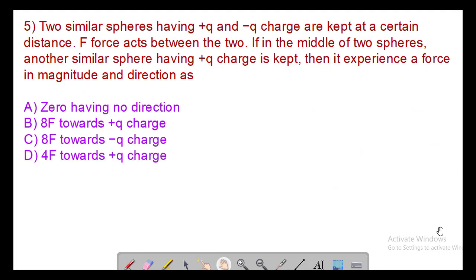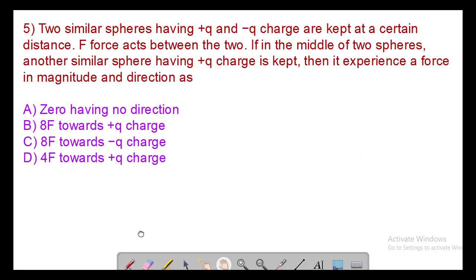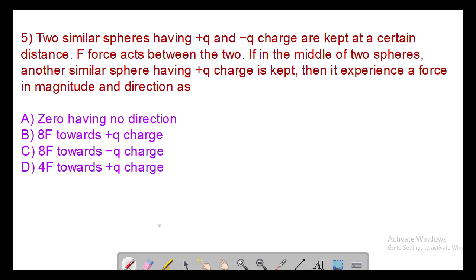Next is question number 5. Two similar spheres having charges plus q and minus q are kept at a certain distance. Force F acts between the two. If in the middle of the two spheres another similar sphere having plus q charge is kept, then it experiences a force in magnitude and direction as.